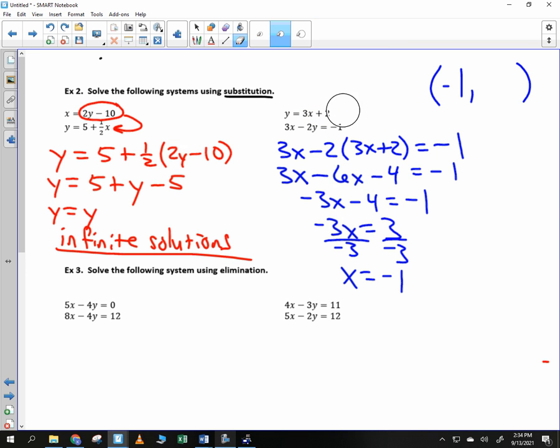Plug in the x value. So if you take -1 and put it in for x right there, 3 times -1 is -3, and -3 plus 2 is -1. Right here.